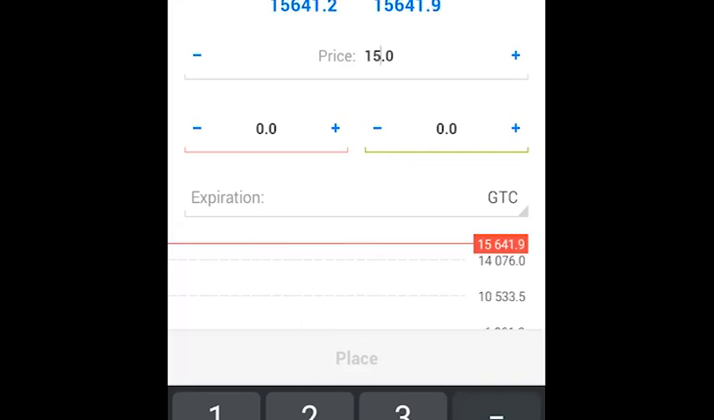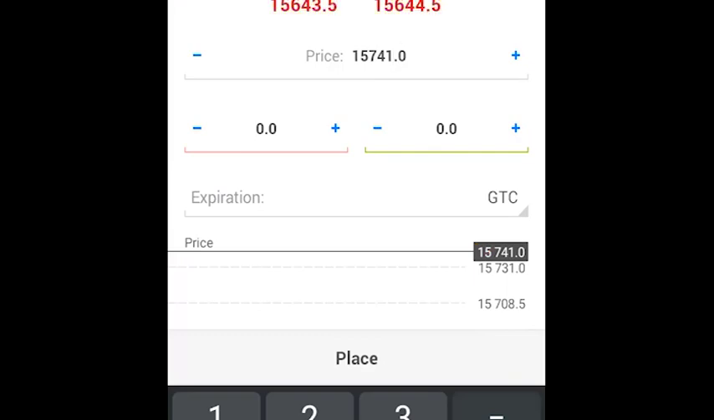Give me a minute. 15741.7. All right. And then my take profit is going to be on the right hand side, 15687.3, with my stop loss at 157. All right, I don't know what's wrong with my phone.